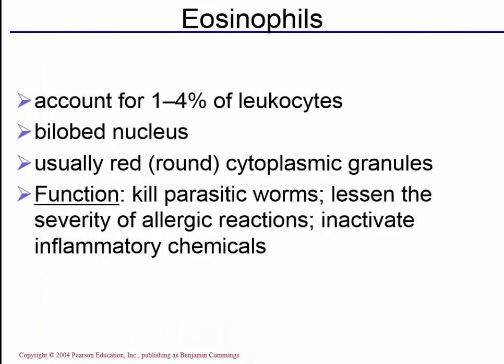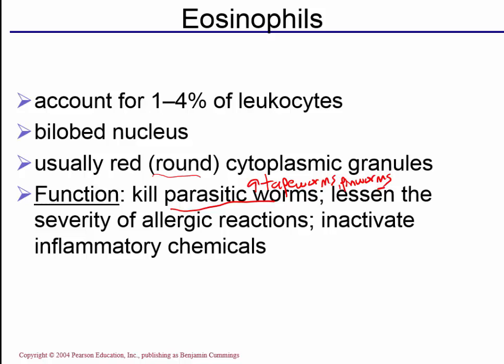The next type of granulocyte is called an eosinophil, and these make up about 1 to 4% of all leukocytes. They have a bilobed nucleus, which I'll show you in a minute, and their cytoplasmic granules usually stain red. If you have a very good slide and a good microscope, you can also see that the granules are perfectly round. The purpose of eosinophils is to kill parasitic worms. Examples of parasitic worms would be tapeworms or pinworms.